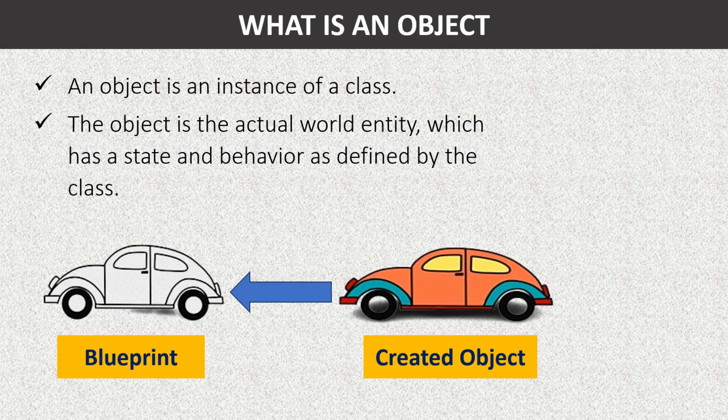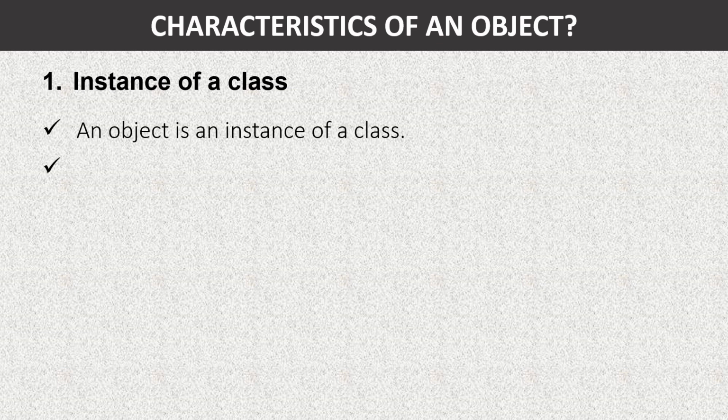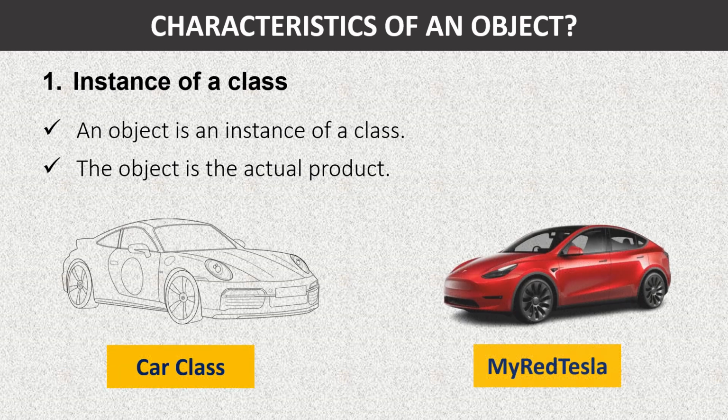It has its own specific details, like color, brand name, model, and can do certain things, like starting the car, stopping the car, or speeding up the car. An object is a concrete instance of the class blueprint. If the class is the blueprint, the object is the actual product. For instance, if you have a class called car, my red Tesla is an object created from the car class.